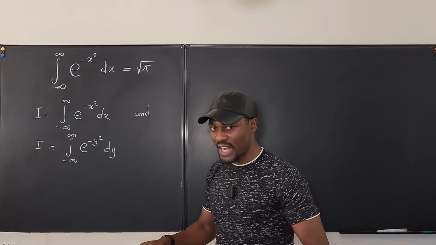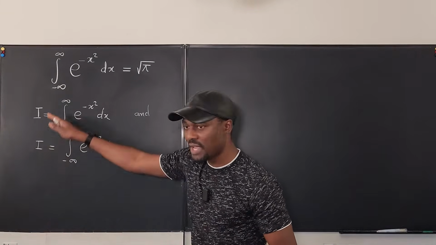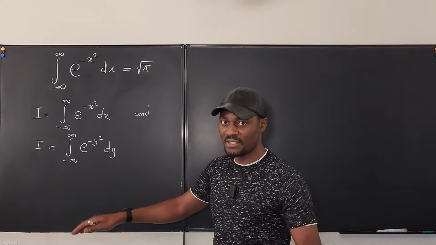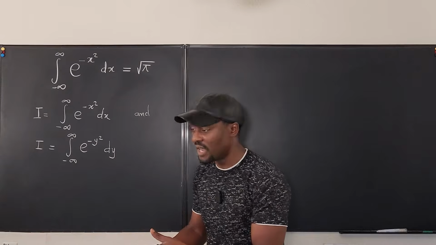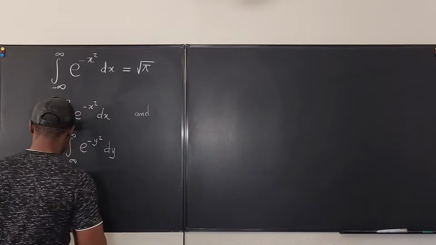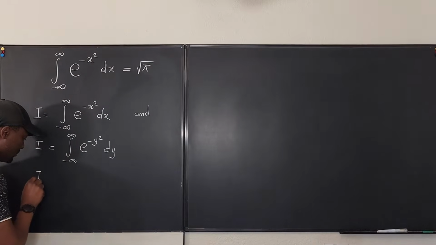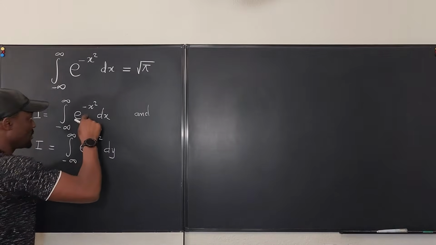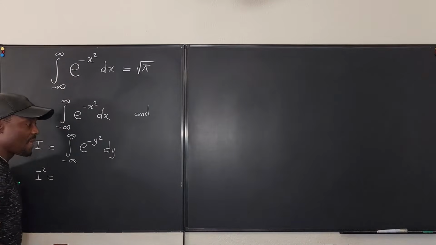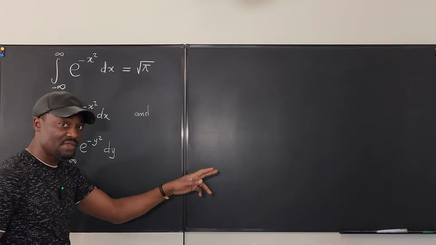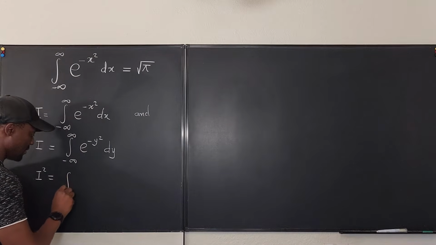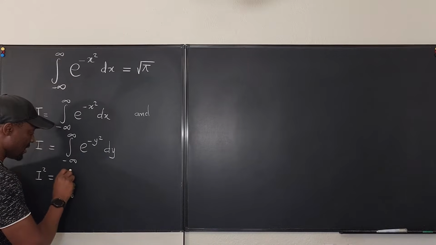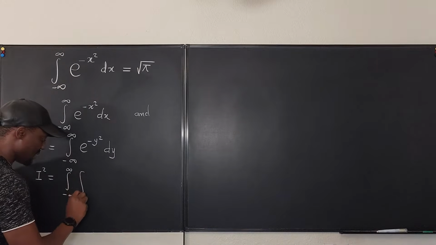So what can I do? Well, I can multiply these two together and get something. Remember, math is all about manipulating what you have to get what you want. If I multiply these two together, I'm going to get I squared. If I multiply these two integrals, by the theorem I explained in the previous example, it's going to be just the integral from negative infinity to infinity. You repeat it.